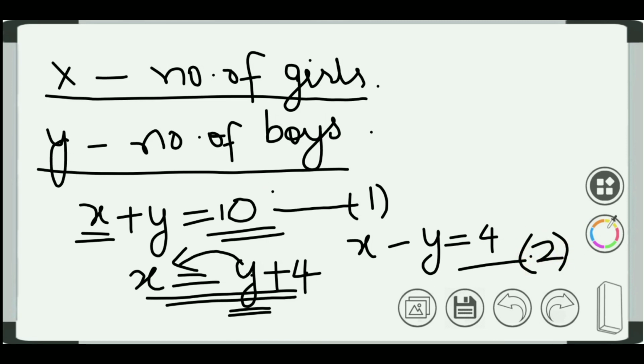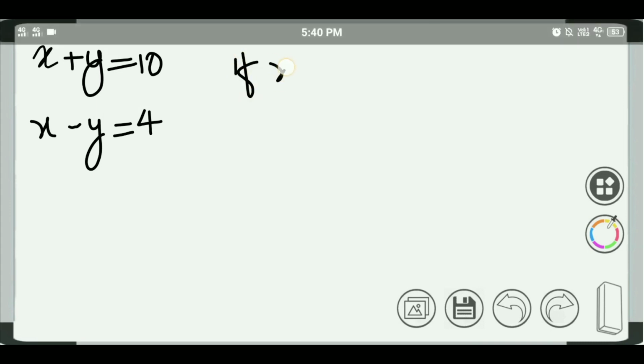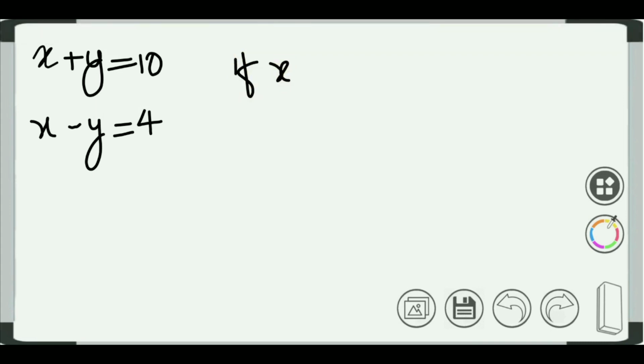You got two equations. Now you need to solve these equations graphically, not by using any of the other methods. We'll see how to solve it. So we got two equations: x plus y equal to 10 and x minus y is equal to 4. Now we need to form points or solutions. This you have studied in your 9th standard.